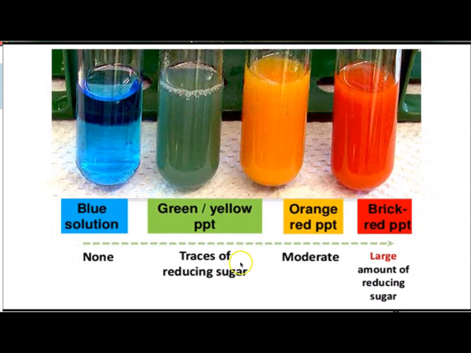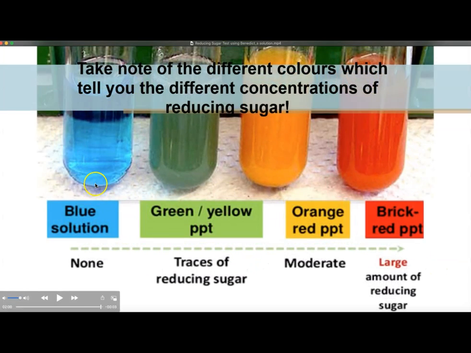So over here, you can see a picture. Basically, the picture shows that there are different colors. This is a blue solution. That means this is a negative test. That means there is no reducing sugar, no carbohydrate here in that sense. Because remember just now, if you look at your notes, Miss Lee mentioned that reducing sugars are usually your single and your double sugar except sucrose. So over here, you won't see any reducing sugar.